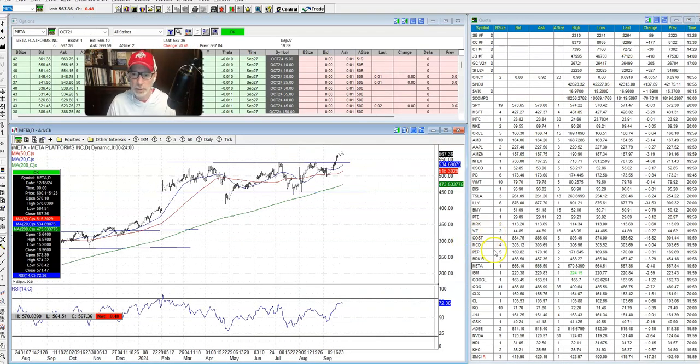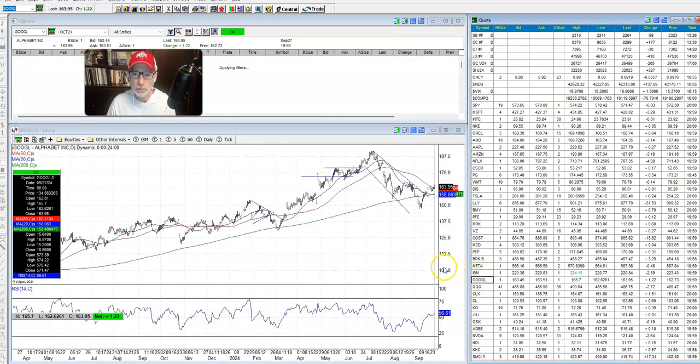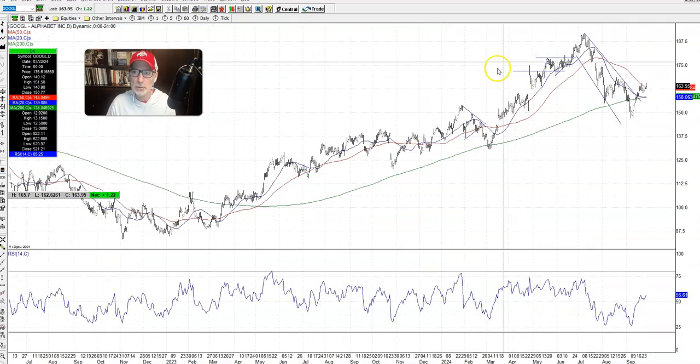Okay, what else we got? IBM, it's just looking strong. Google. Okay, so let's take a look at Google.